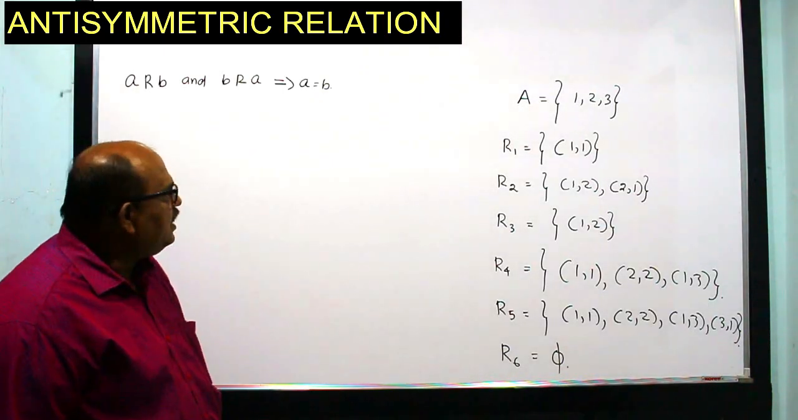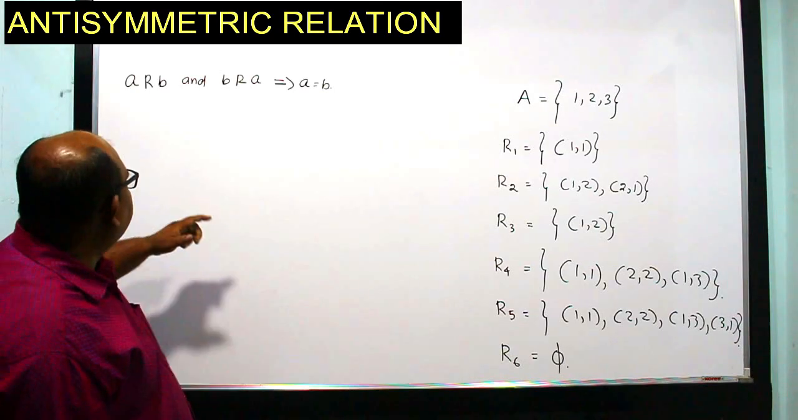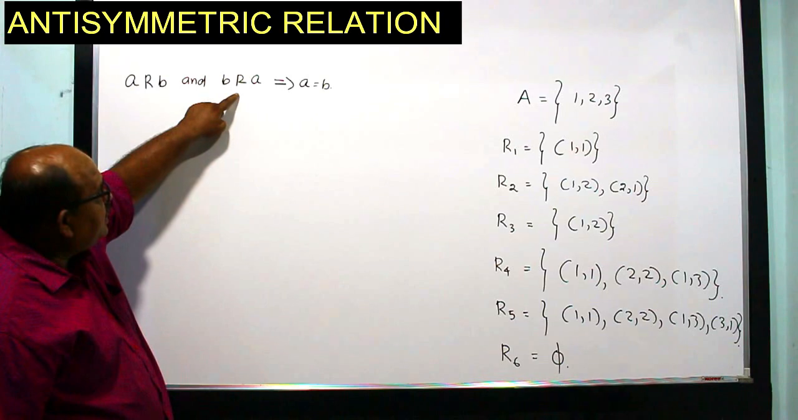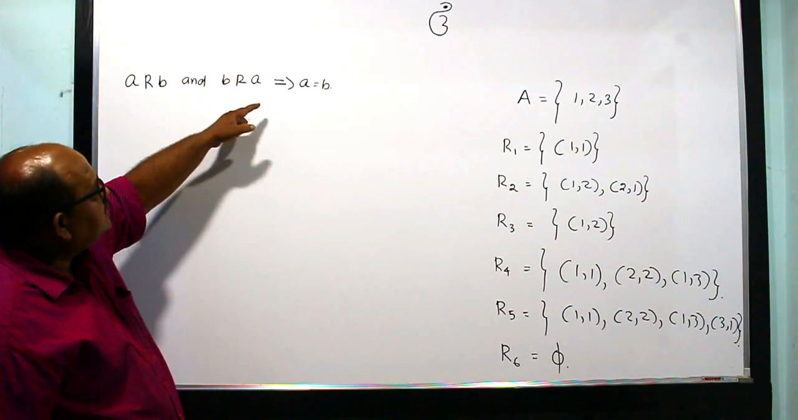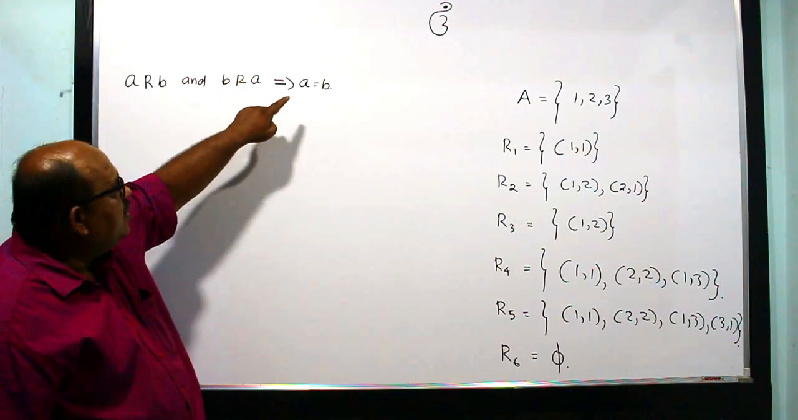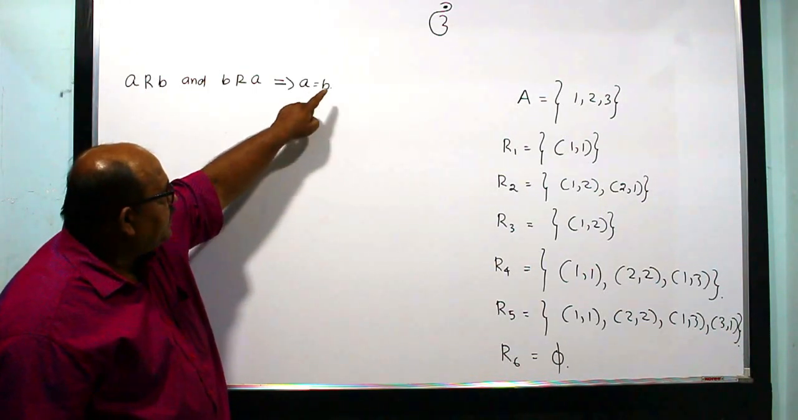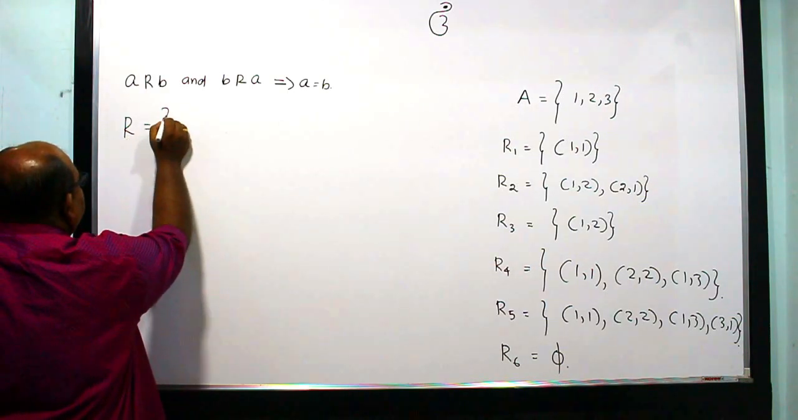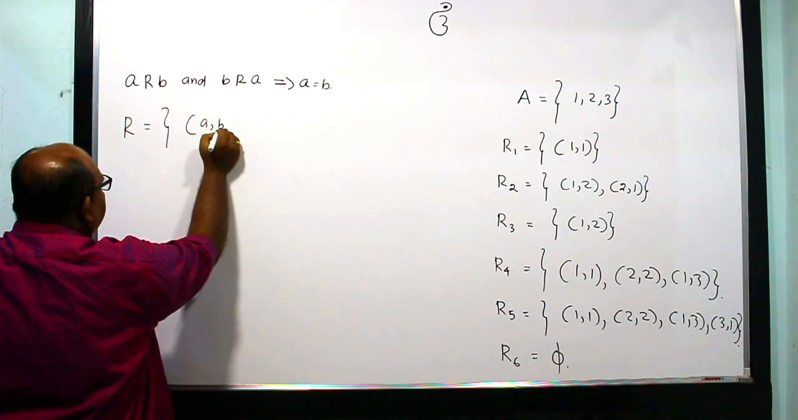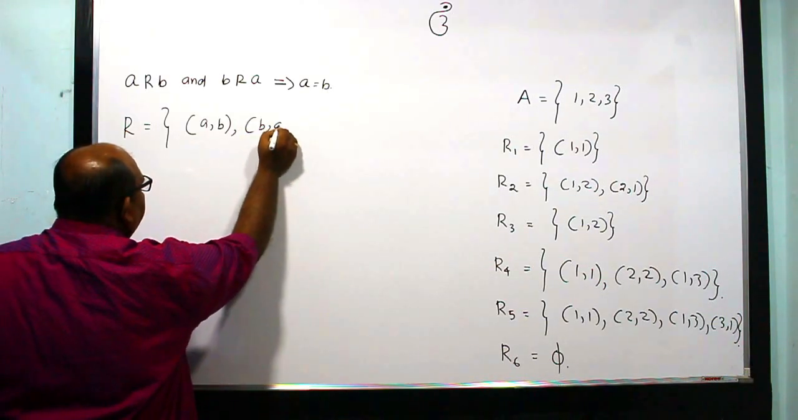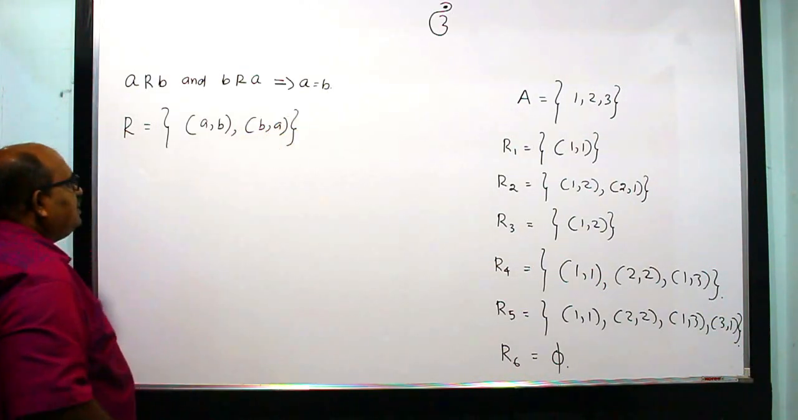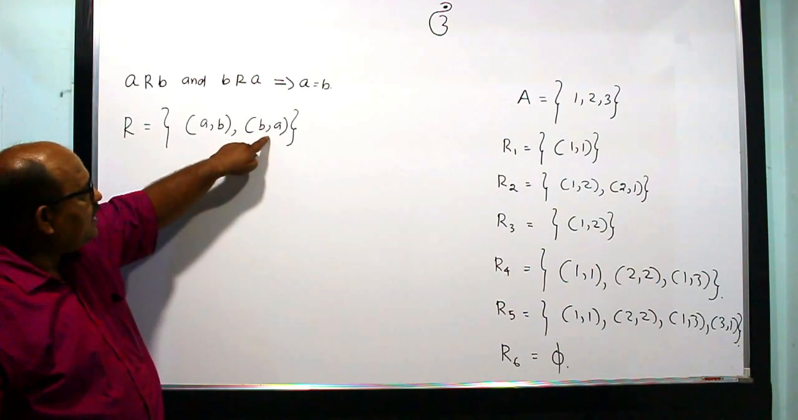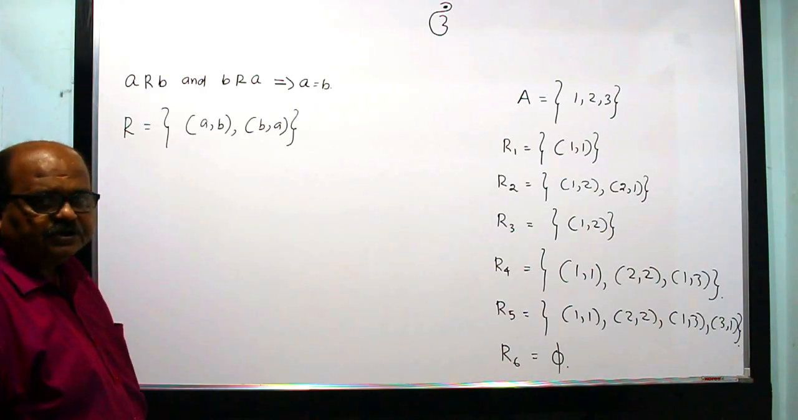What is the logical part? The logical part is: if A related to B and B related to A, then the relation will be antisymmetric only if A is equal to B. It means if in the relation set AB and BA are present, then it will be antisymmetric only if A is equal to B. This is the statement.